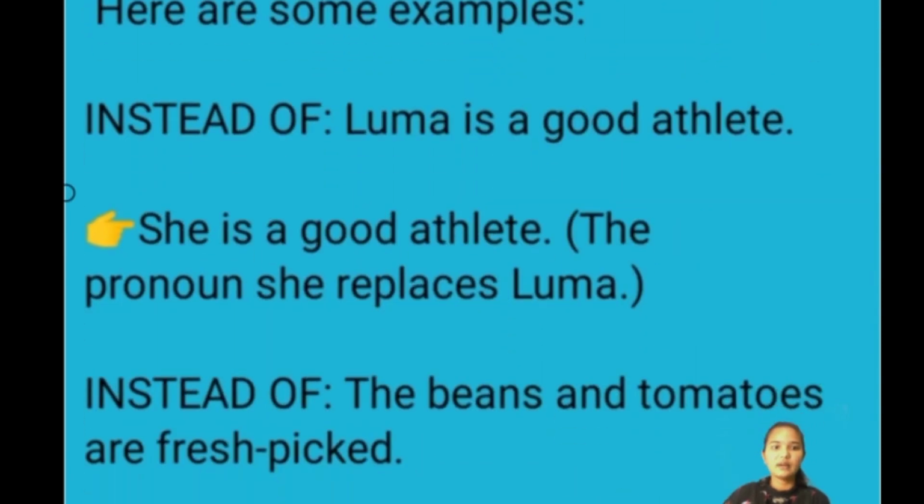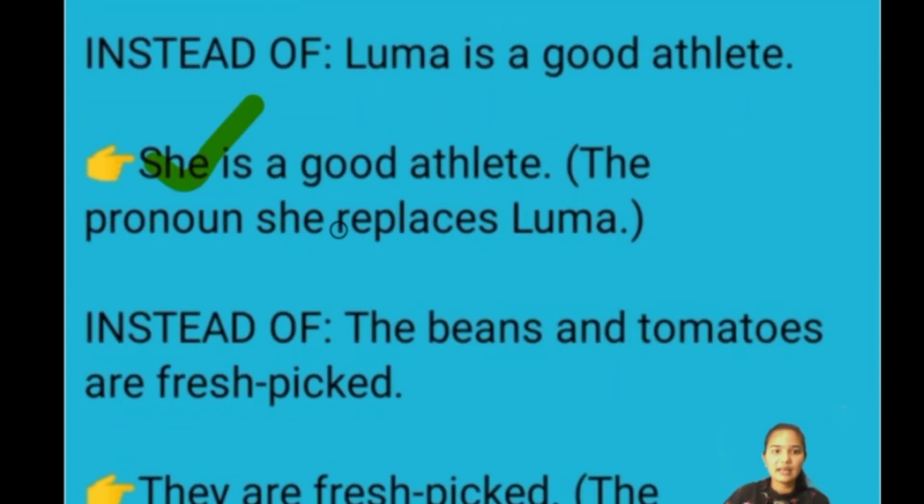Here is a sentence: Luma is a good athlete. If we have to introduce some pronouns here, how will we write the sentence? We are using the pronoun she here. Instead of using Luma, we are using she. So this is how it works; we are replacing Luma with the help of the pronoun she. That is it.